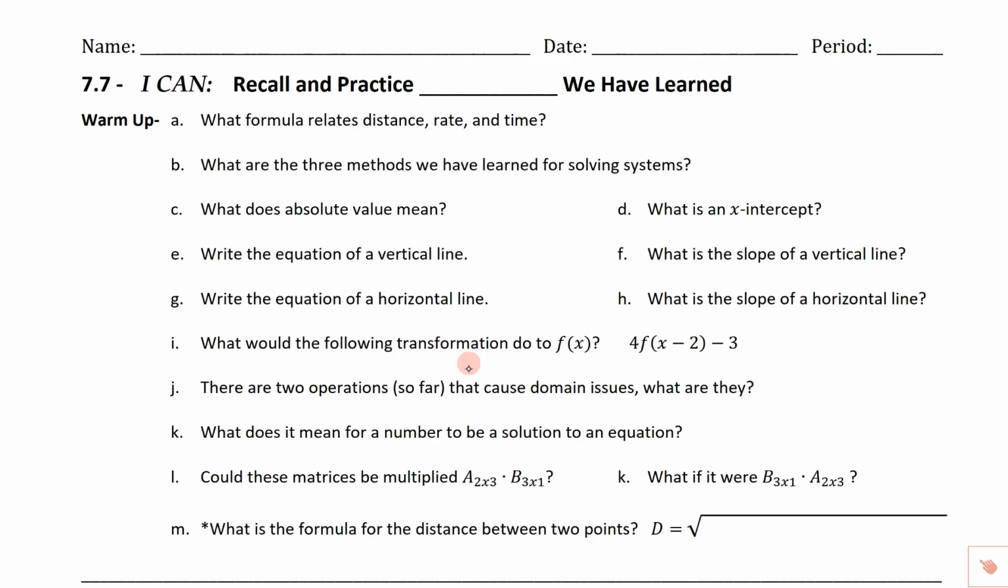This is the last section in Unit 7. This is 7.7. It's really just a spiral review. The I can statement here is I can recall and practice skills we have learned. So all of this is a review of things that we've already learned how to do. We want to recall these.